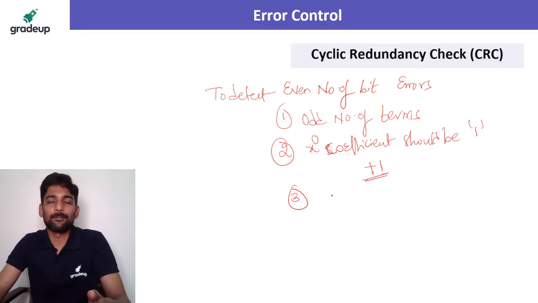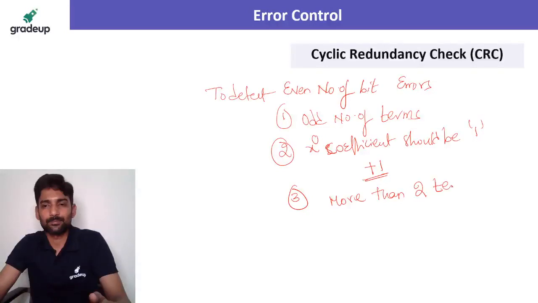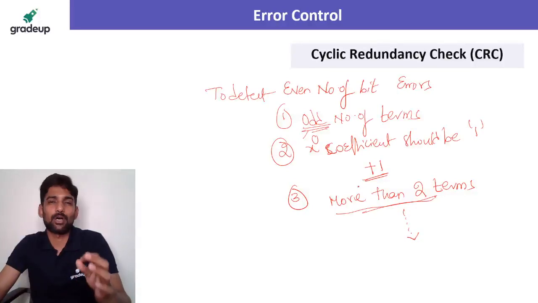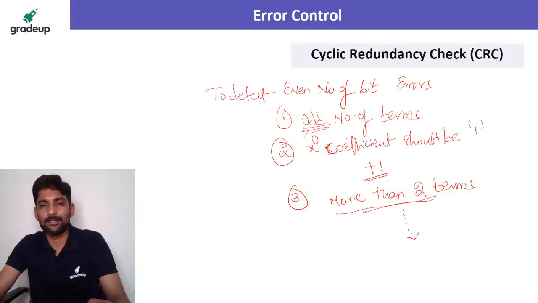Similarly, the CRC divisor should have more than 2 terms. You cannot have just 1 term, as I said odd number of terms, you should have more than 2 terms. Like this, guys, there are some rules. When all these rules are followed and a divisor is formed, that divisor works for odd errors as well as even errors.